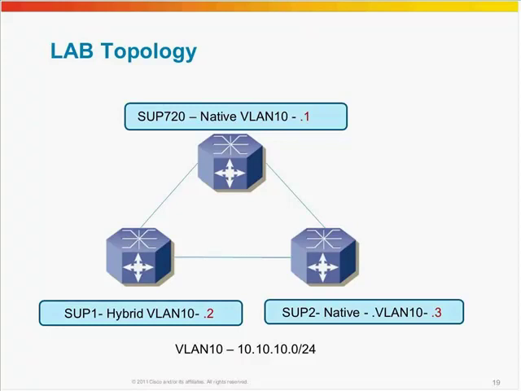I have a Sup720, which is running one of the latest SXJ code. And then I have a Sup2, which is running the native IOS. And we have a Sup1, which is running in hybrid mode. So most of you, I believe, know that in hybrid mode, we run CatOS software on the SP CPU and IOS software on the RP CPU.